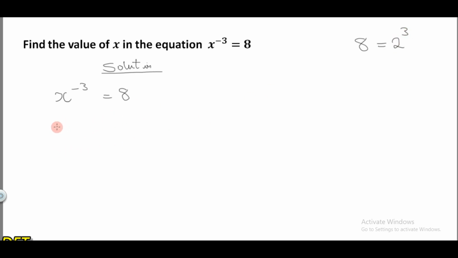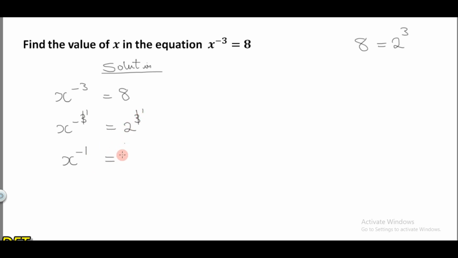So this will now be x raised to the power of minus 3 is equal to, so I will convert this 8 to an index number, right? So the index form is what? 2 raised to the power of 3. Having gotten this, the power of 3 will cancel out this power of 3, right? So what I now have left is x raised to the power of minus 1, because 3 here is 1, right?